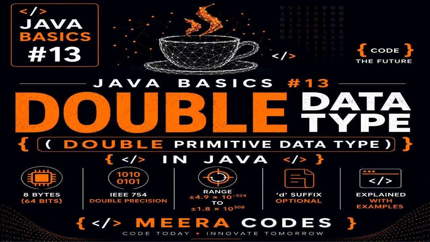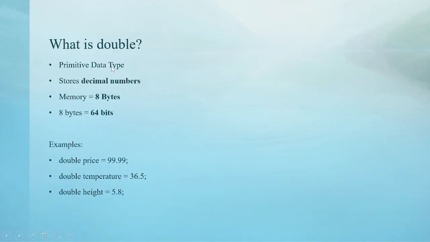Today, we will learn about another data type used for decimal numbers, that is double. Double provides more precision than float and is actually the default data type for decimal literals in Java. Double is a primitive data type in Java. It is used to store decimal numbers.